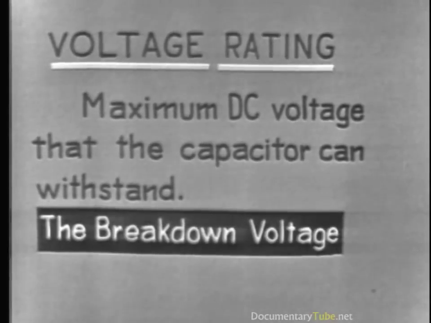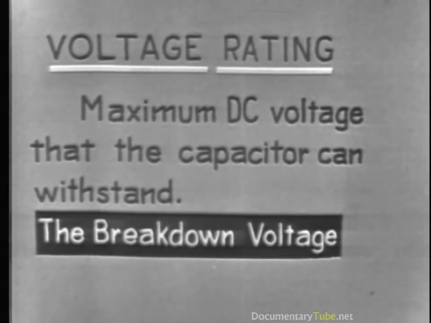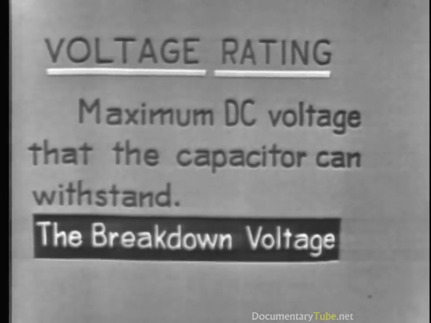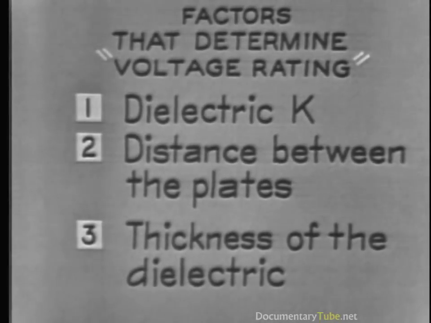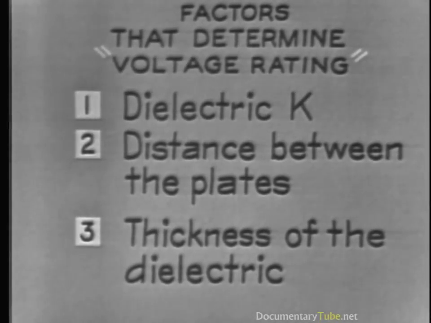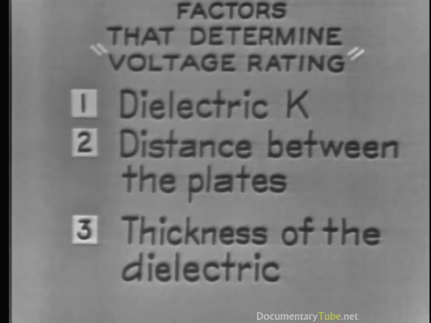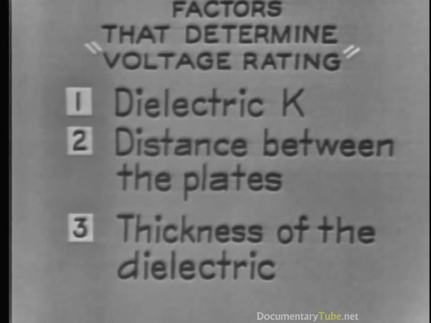This is also referred to as the breakdown voltage. Any voltage in excess of the breakdown voltage will electrically puncture the dielectric. This is a fancy way of saying that current arcs through the dielectric and in most cases burns a hole, permanently shorting the capacitor. Now, the three factors which determine the voltage rating of a capacitor are the dielectric K, the distance between plates, and finally, the thickness of the dielectric.